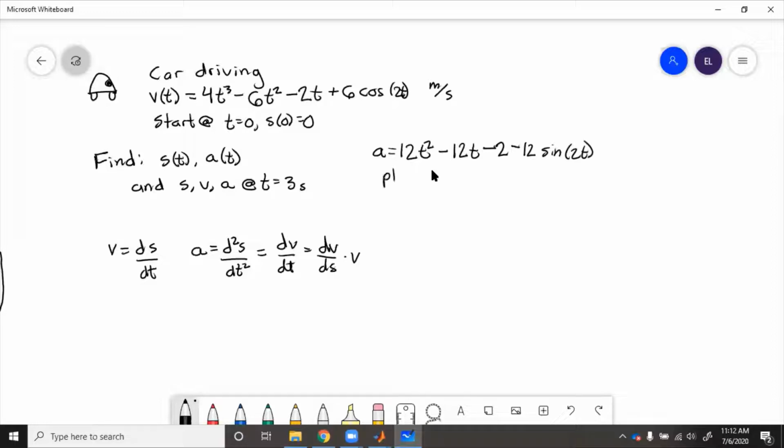So if we plug in t equals 3, we know a of 3 equals 73.35 meters per second squared.